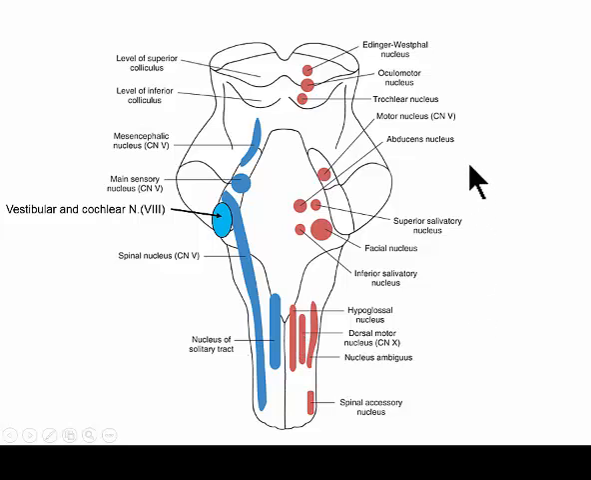And again, where are the components? Here's the inferior salivatory nucleus, GVE for 9. Nucleus ambiguus is used by 9 right here. And then the trigeminal complex is used by 9 right here.